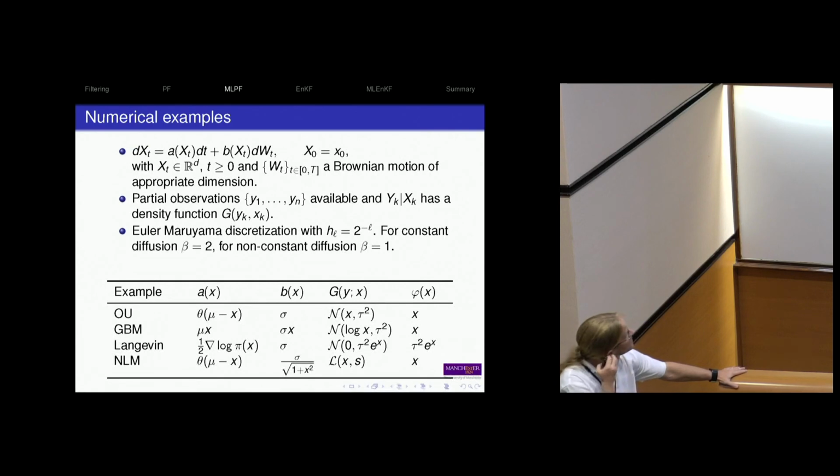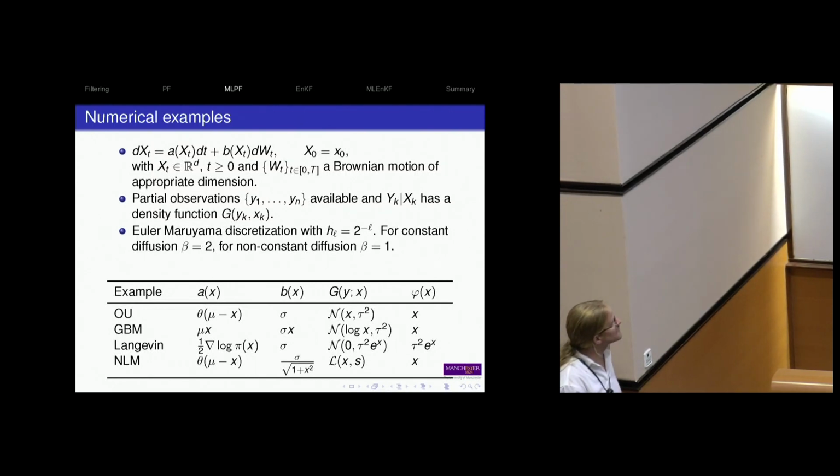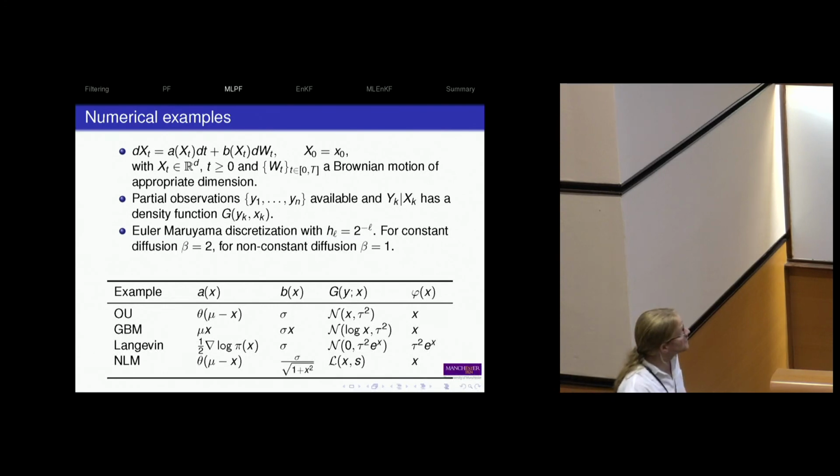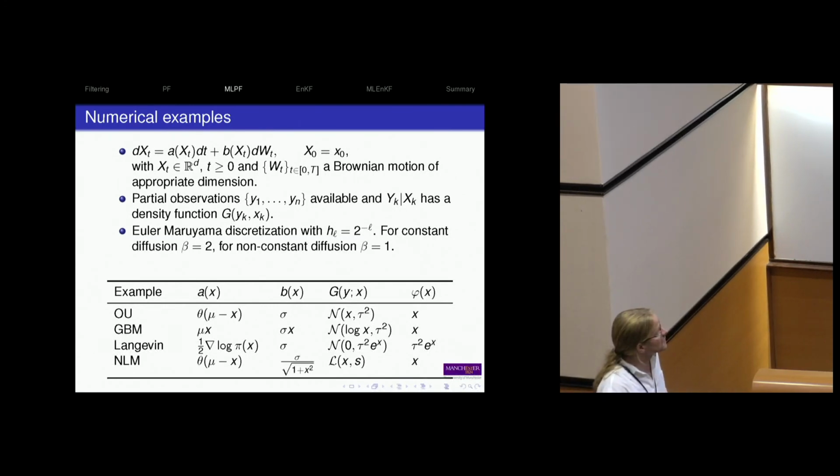So I showed already the results, actually, but these are the actual SDEs. We look at the OU process, geometric Brownian motion, and a Langevin diffusion, where this pi is a Student t distribution with, I think, 5 degrees of freedom or something of that sort. And then this is just some other arbitrary SDE. And these are the observation likelihood functions, and then these are the quantities of interest that we estimate at the end.